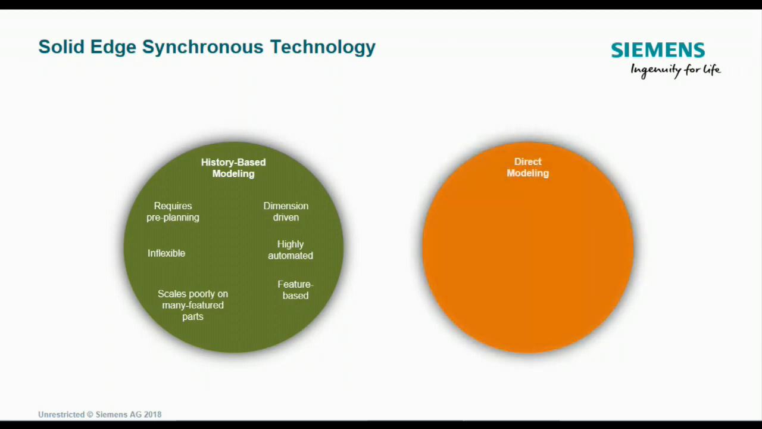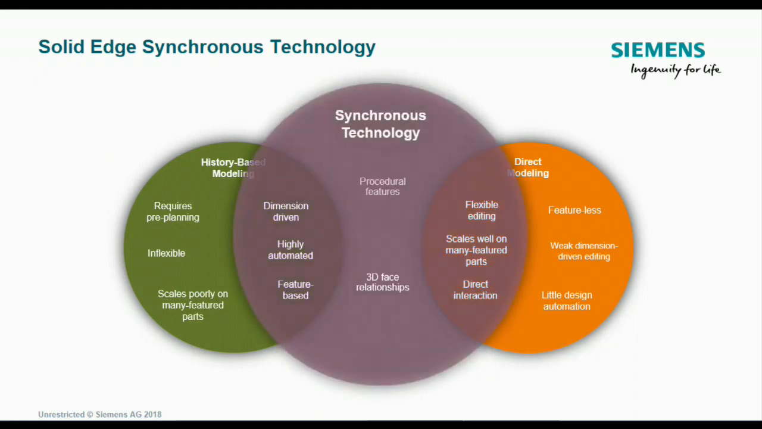Looking at a better way to work, we can turn to direct modeling because this has some great benefits, such as direct interaction with the model. But there are downsides to this method too, such as being featureless, so not very organized. How about taking the best of both worlds, but leaving out the downsides? This is why Siemens created synchronous technology, combining feature-based modeling and dimension-driven designs with flexible editing using direct model interaction. But it didn't stop there.